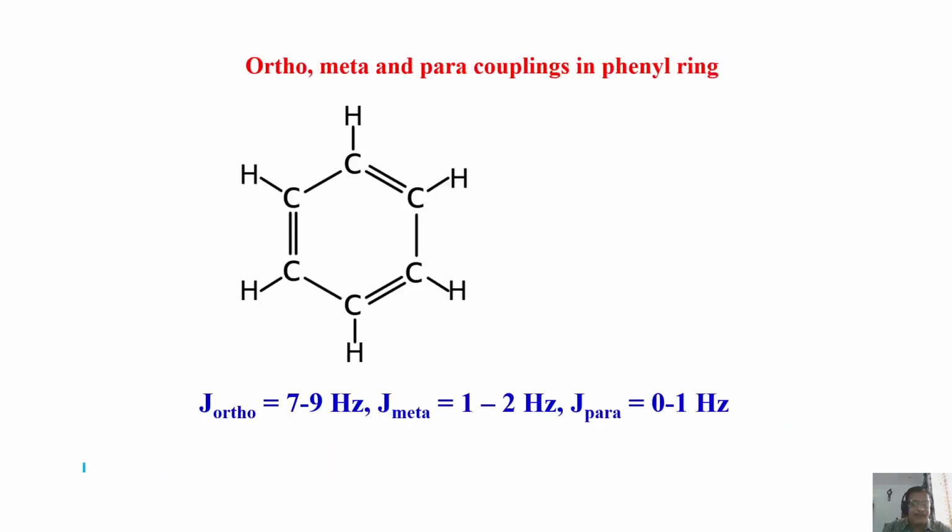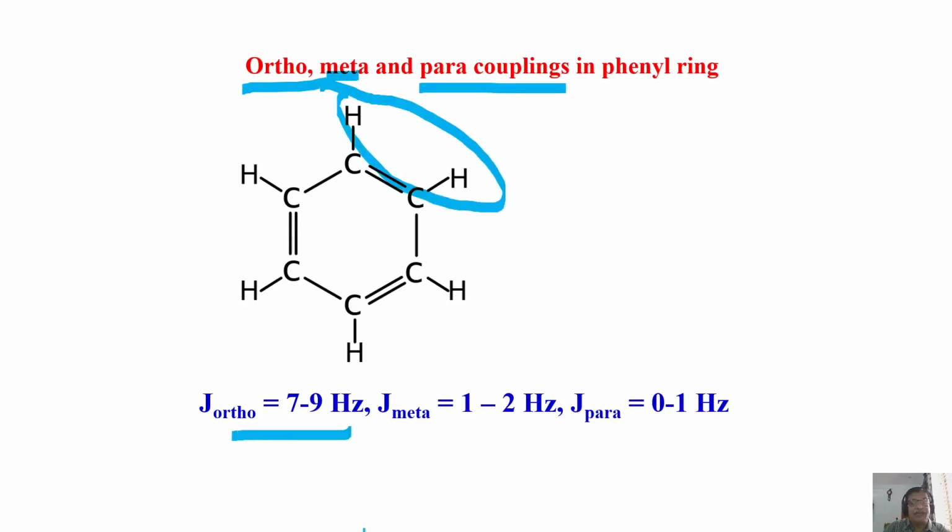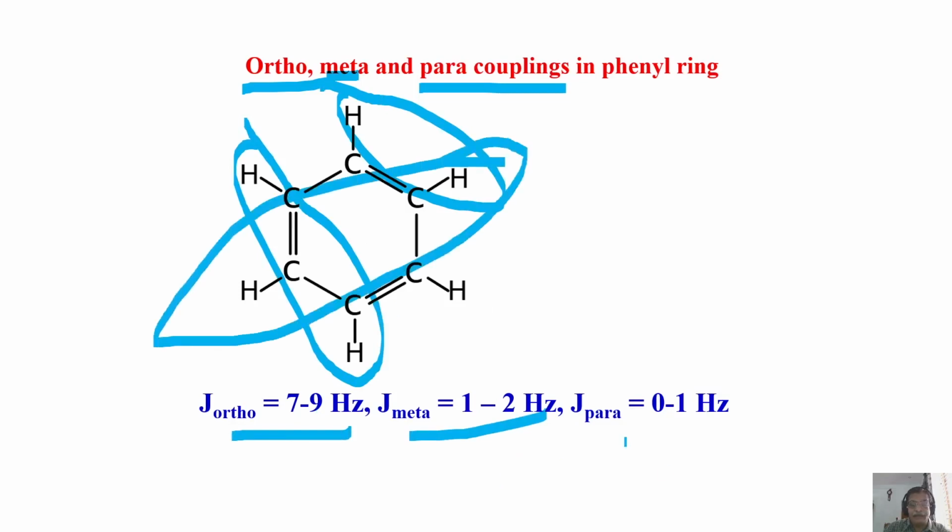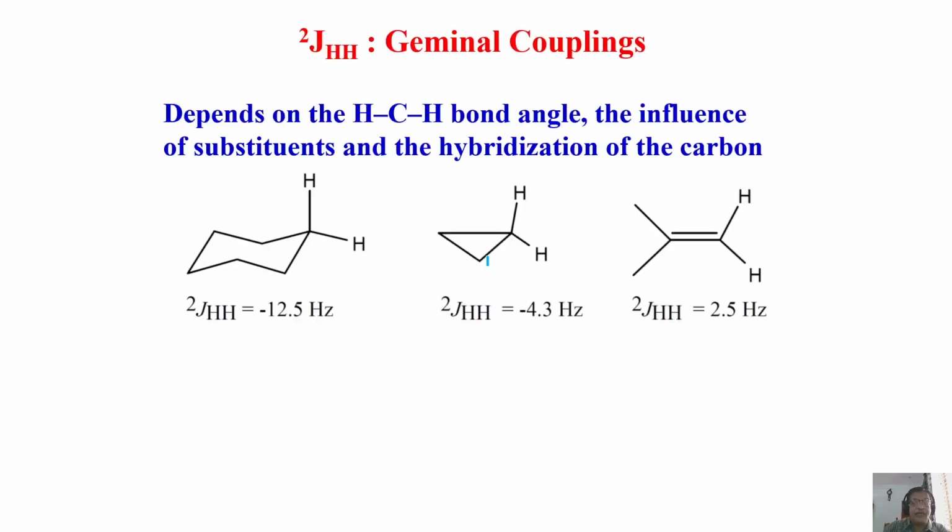Now in the benzene phenyl ring, you have ortho coupling, meta coupling, and para coupling. Ortho coupling between two protons in benzene is between 7 to 9 hertz. Meta coupling is 1 to 2 hertz. Para coupling is 0 to 1 hertz. So these three different couplings are present in the benzene ring. Although it gives a single peak, we know how to measure this. I'll tell you later.